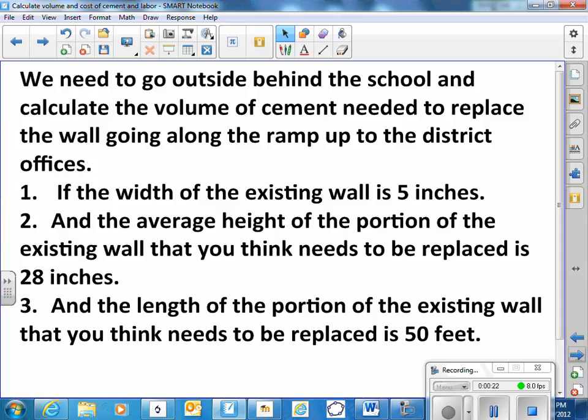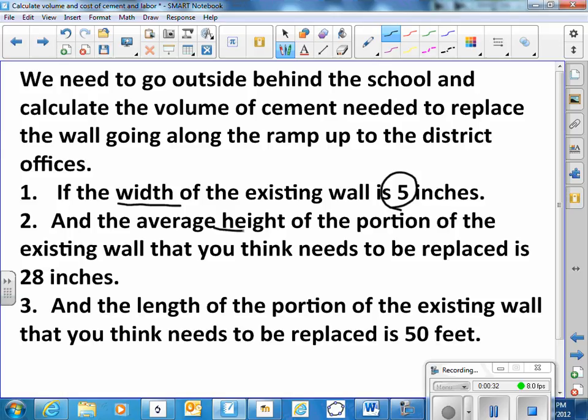So if we know the width of the existing wall is 5 inches and the average height of the wall, let's say, is 28 inches, if we measure several places and then find the average, and then we measure the length is 50 feet. So if we have those three dimensions, we can find the volume of cement that is needed to replace that.